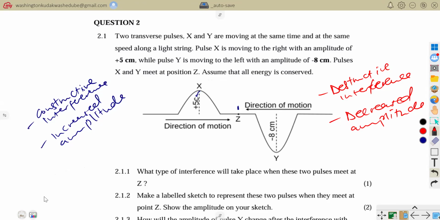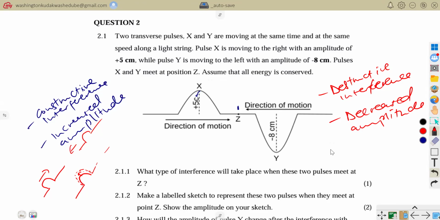In a diagram, you can have a pulse going to the right, whilst you have a pulse that is also going to the left. If these two meet, they are going to have an increased amplitude. What do we mean by that? We are saying that the total displacement of the particles within these wave pulses would be the sum of the displacements of the two pulses.